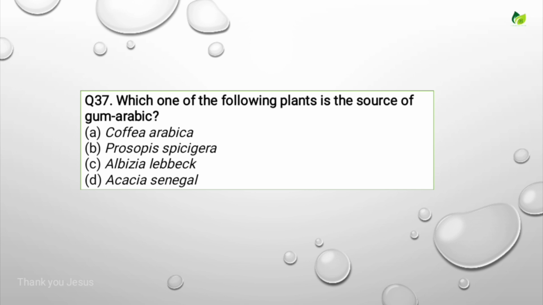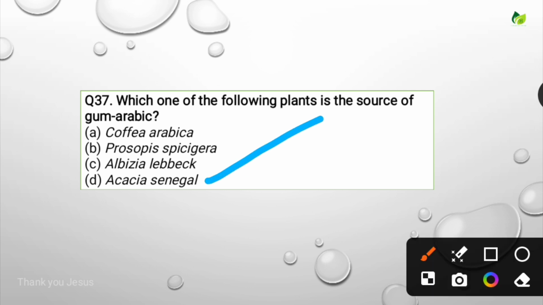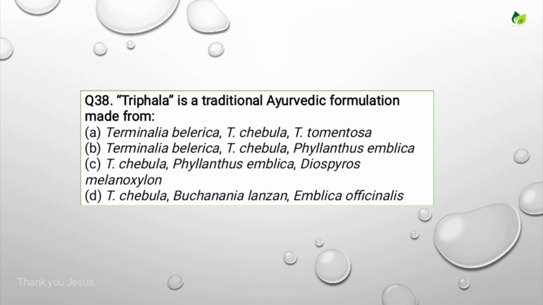Which one of the following plants is the source of gum arabic? Options are Coffea arabica, Prosopis spicigera, Albizia lebbeck, Acacia senegal. For this, the correct answer is Acacia senegal. Gum arabic is a natural gum that is obtained from the bark of Acacia senegal. Let's see the next question.